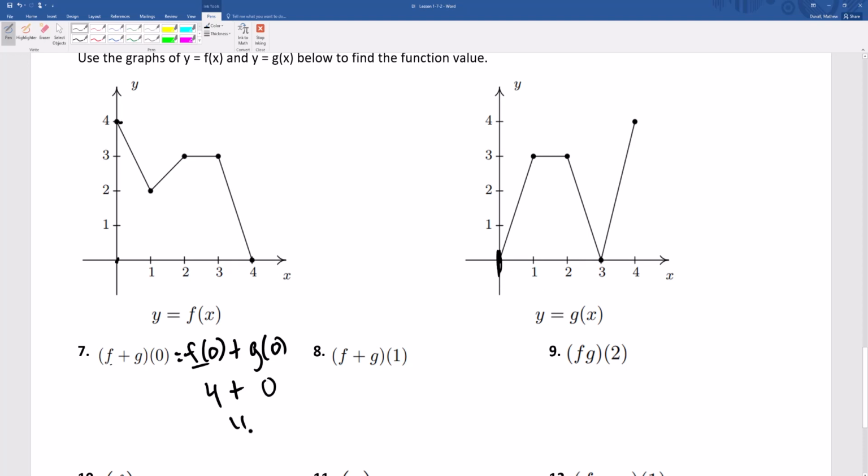So 4. This one is f(2) times g(2). So what's my function at 2? So I go to 2, it's going to be 3. Times, now looking at my g function, my g(2). So that's going to be 3. 3 times 3 equals 9.